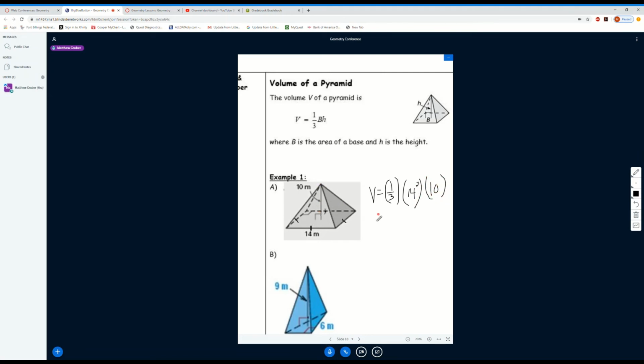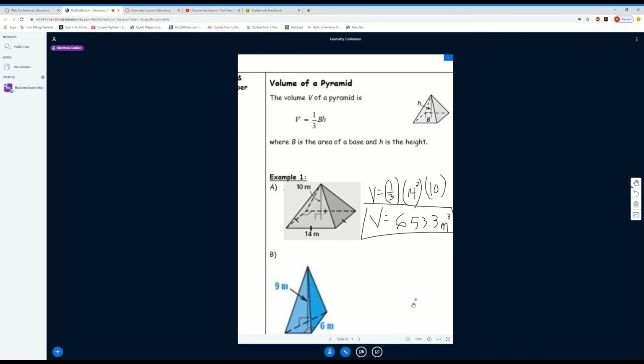Square 14, multiply by 10, multiply by 1/3, or divide by 3, same thing. And you should get the volume of that pyramid is about 653.3 meters, and it's volume, so we need to put the appropriate units, meters cubed.